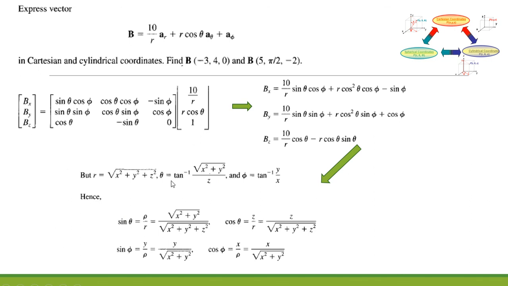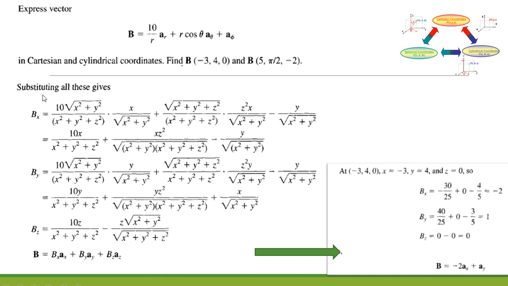If you want to find it, sin theta means opposite by hypotenuse. This one is the opposite, and adjacent will be the radius. And cos theta will be adjacent, z by the radius. Corresponding sin phi equals opposite, here opposite is y, divided by the corresponding radius, which is the square root of x square plus y square, and for cos phi it is x by the square root of x square plus y square.